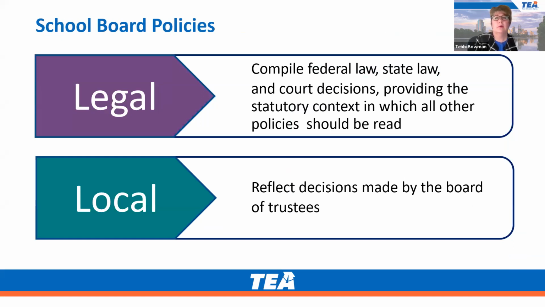Thank you. There are two parts to the school board policies. The first part is the legal part. The legal part consists of federal and state law along with court decisions, and these all provide the statutory context in which all policies should be read. The second part of the school board policies is the local part. The local part reflects the decisions made by the Board of Trustees. The local part should always be in compliance with the legal part. The legal and the local parts distinguish between the requirements of an extensive body of school law and the policy determinations of the local board.